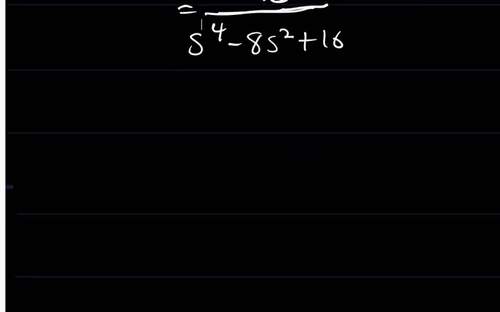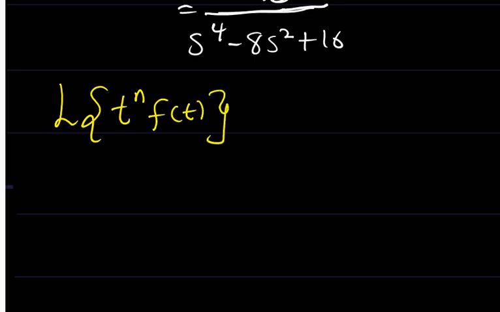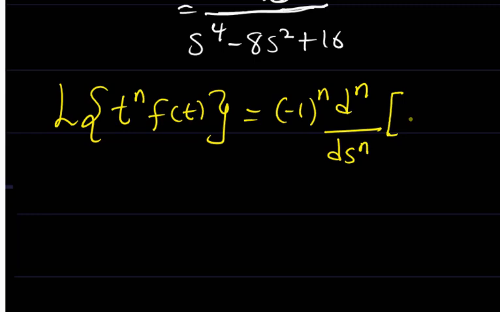Now the question is, how do we apply it with other powers, the higher powers? We will now have t raised to the power n. This is the general formula: minus 1 raised to the power of n, then the nth derivative d^n ds^n of the function of s.